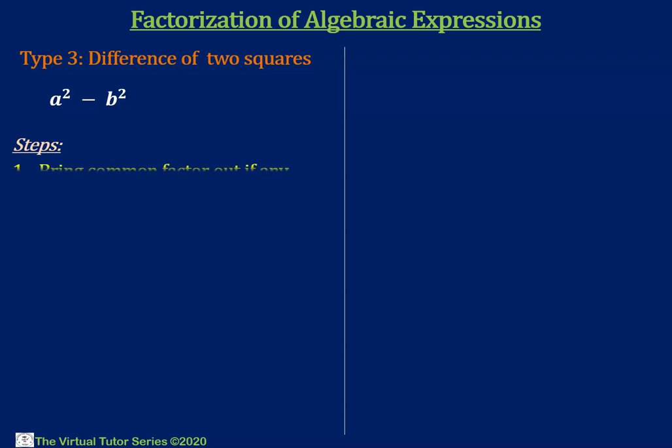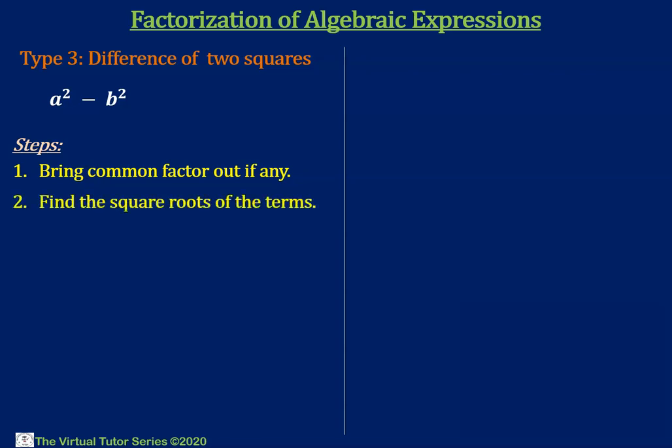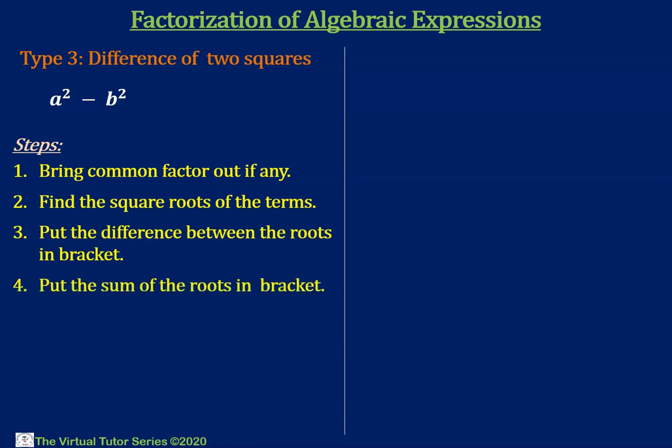Step 1. Bring common factor out, if any. Step 2. Find the square root of the terms. Step 3. Put the difference between the roots in bracket. Step 4. Put the sum of the roots in bracket. And step 5. Express the product of steps 3 and 4.